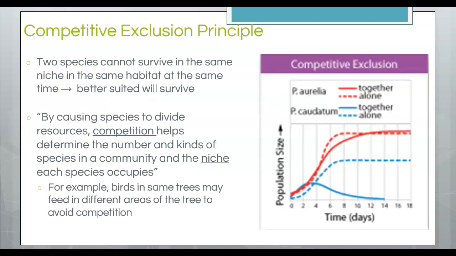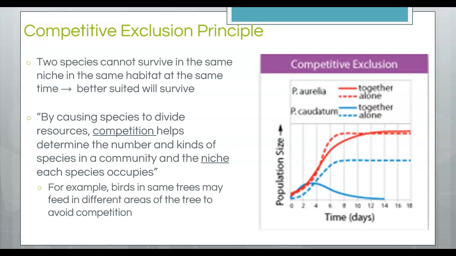With competition, we talk about the competitive exclusion principle. By causing species to divide resources, competition helps to determine the number and kinds of species in a community and the niche that each species occupies. Basically, what this principle says is that two species can't survive in the same niche, in the same habitat at the same time, because one will be better suited to survive.